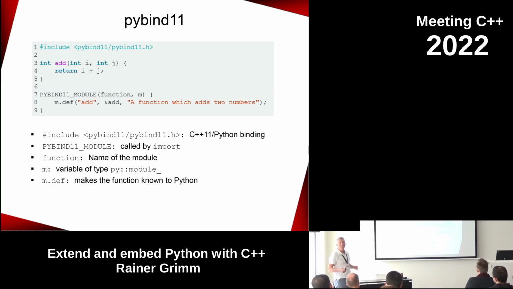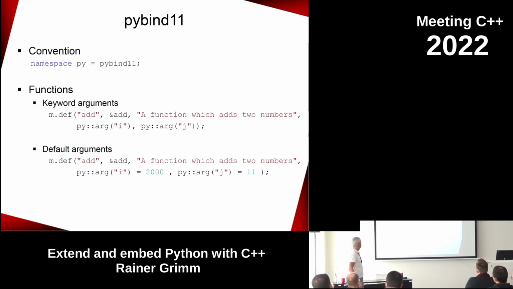Okay, now I show you a few features. And then I show you how it looks when I use it in the REPL. And then I do really something C++ish. I create a class and do a little bit of class hierarchy, to see how easy this is. First of all, it's a convention to use PyBind with this alias here. Just to know it. Because it's a little bit of a long name.